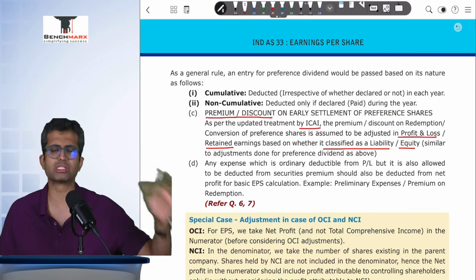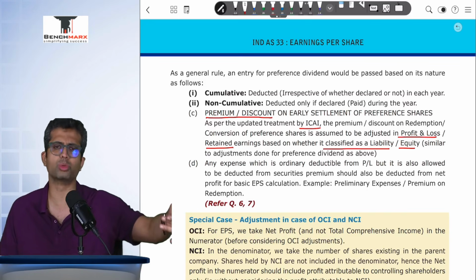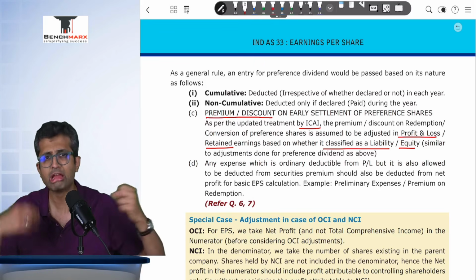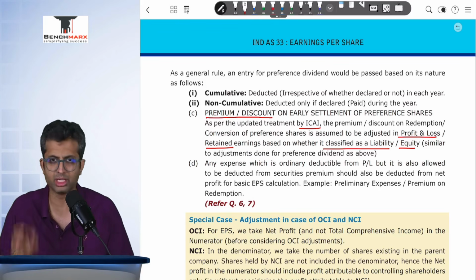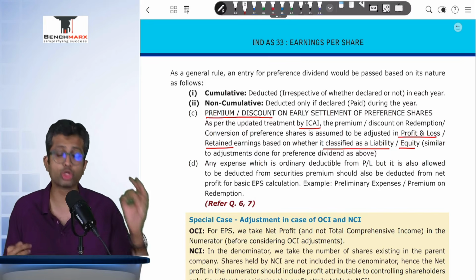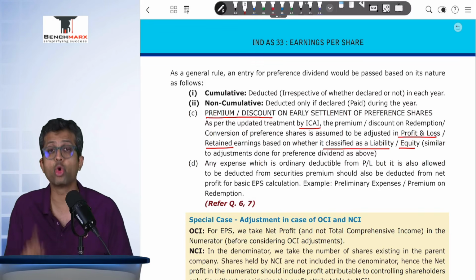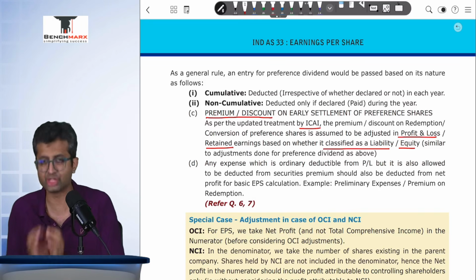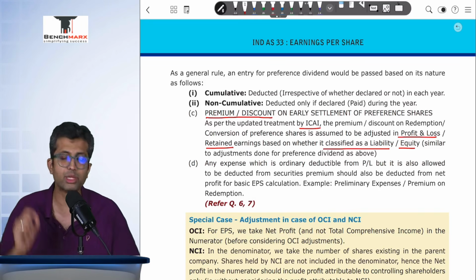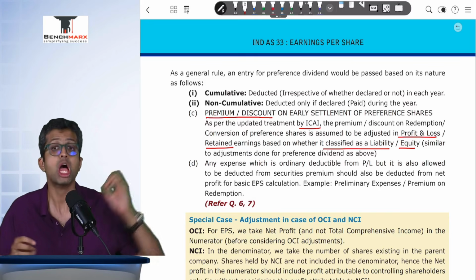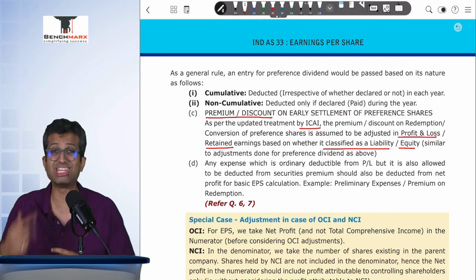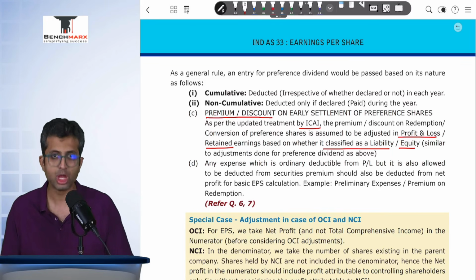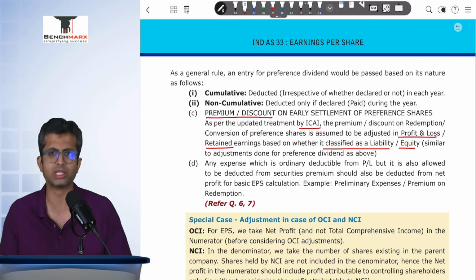Again, within preference shares, there can be a cumulative preference share or a non-cumulative preference share. If it is a cumulative preference share, then the preference dividend would be deducted irrespective of whether it is paid or declared or not, because that is accruing. But a non-cumulative one becomes a liability only when it is declared or paid, and hence a non-cumulative preference dividend will only be deducted when it is paid or declared, whereas a cumulative preference share will be deducted in each year on accrual basis irrespective of when it is paid or when it is declared.